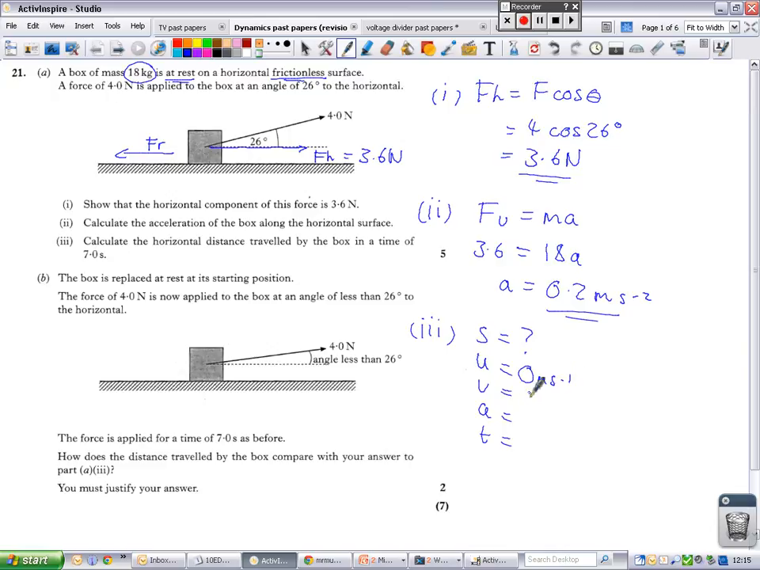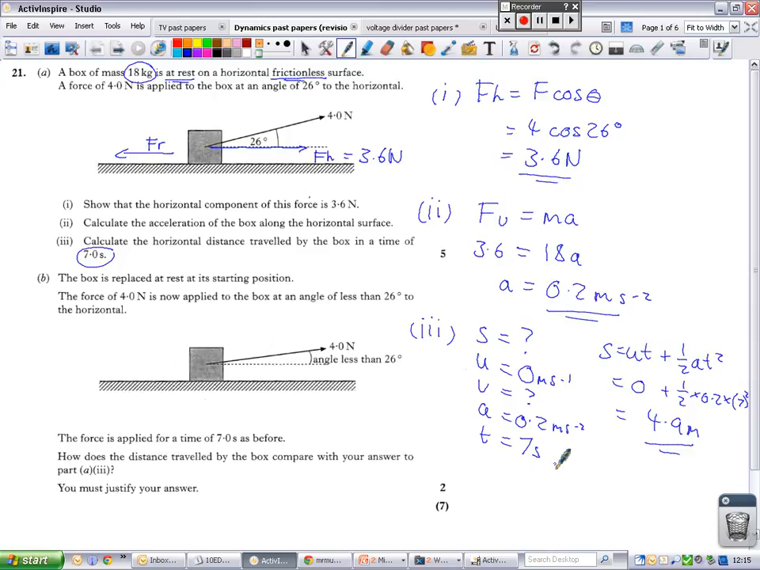v, you don't know what its final speed's going to be. You do know its acceleration because you've just calculated it. It's 0.2 meters per second squared, and you're given a time of 7 seconds, so you just choose the right equation from there. You're looking for s, you've got u, a and t, so I would use s = ut + ½at². That becomes 0, because u is 0, plus a half times 0.2 multiplied by 7 squared, which should give you 4.9 meters.